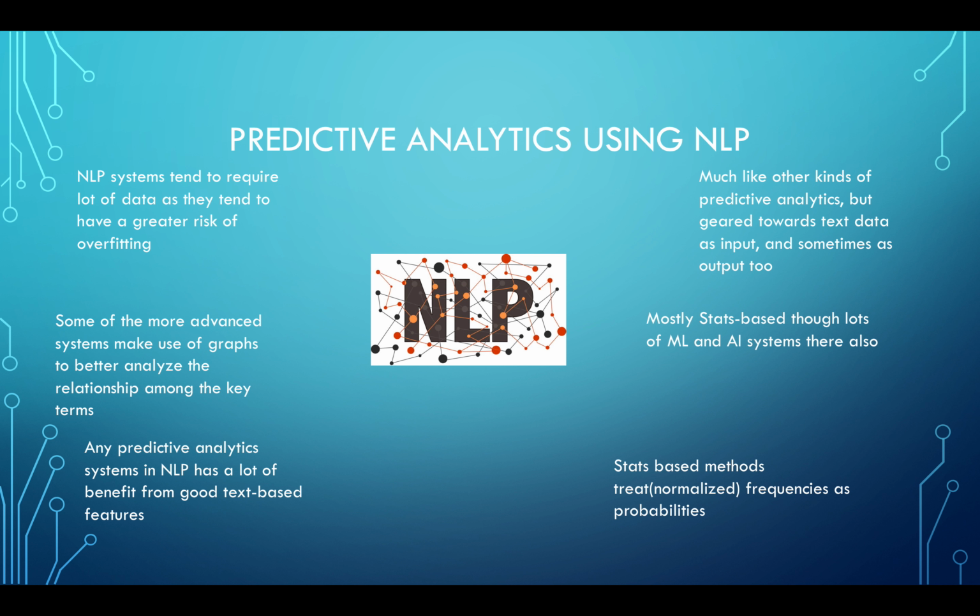Also, we should note that some systems use graphs to analyze the relationship between the key terms. Normally, before starting the analysis with such tools, we need to know the basics of graph theory and how to turn the data set into a meaningful graph. Finally, NLP systems tend to require a lot of data as they have a greater risk of overfitting. This is mainly because there are many features involved even after removing the less important features.